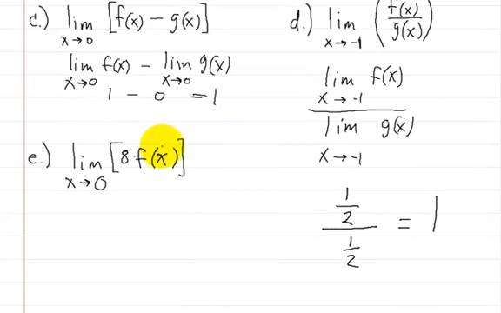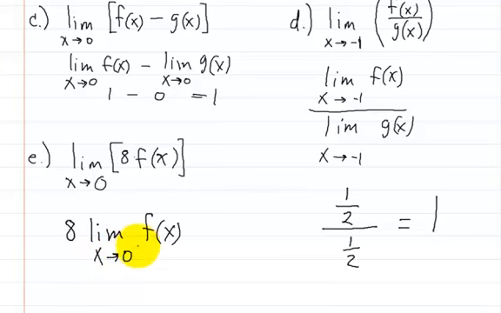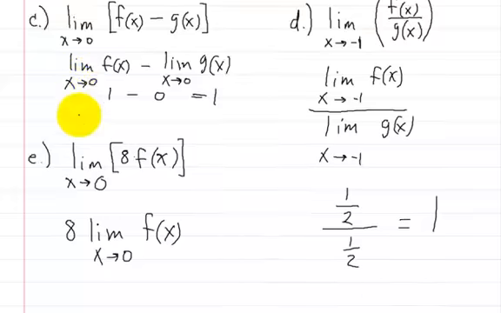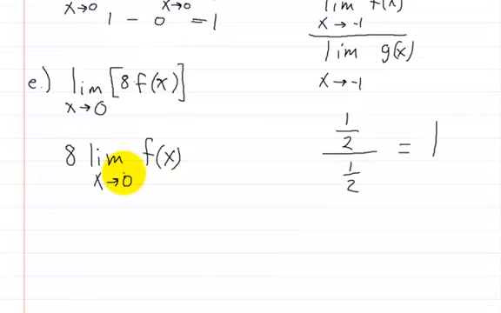Now let's use the constant rule. The limit of some constant 8 times f of x as x approaches 0. Here we can take the 8 out and say the limit of f of x as x approaches 0. From previously I know that this is 1, but let's just check it out. Here's f of x as it approaches 0, it's 1. So I can replace the limit of f of x as x approaches 0 with 1, so it's 8 times 1, and that's going to be equal to 8.